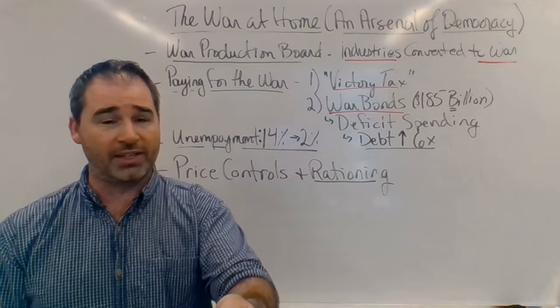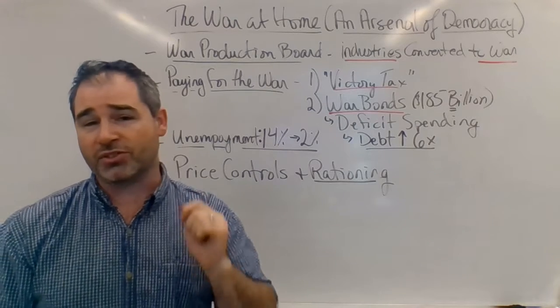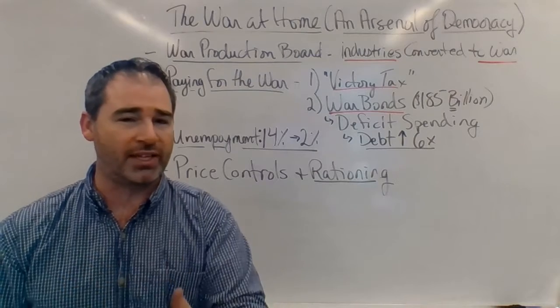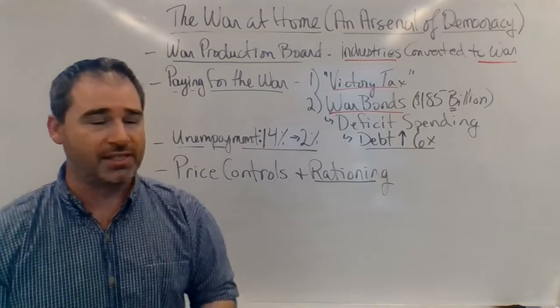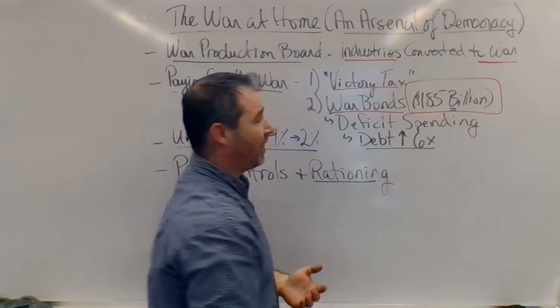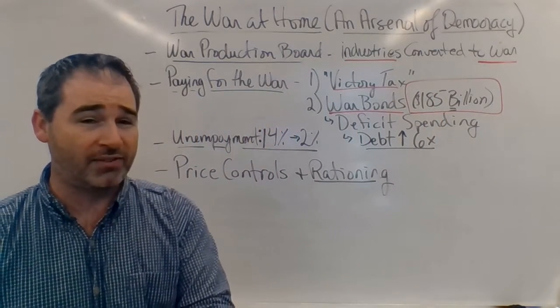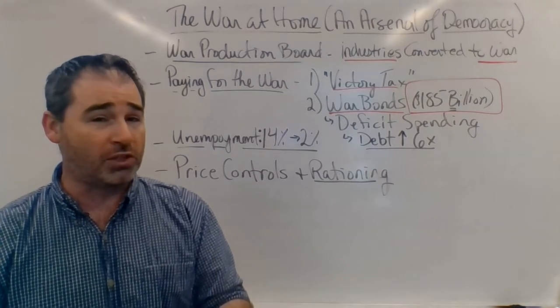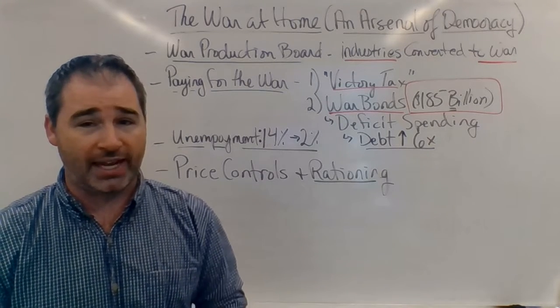You get a piece of paper and they say that you bought $5 in a war bond, and then in 10 years you'll get $10 back. Whatever the case is, it's a loan with interest. The United States borrowed $185 billion. Now, to put that in perspective, over 8 years of New Deal spending, the United States only added about $40 billion to the national debt.